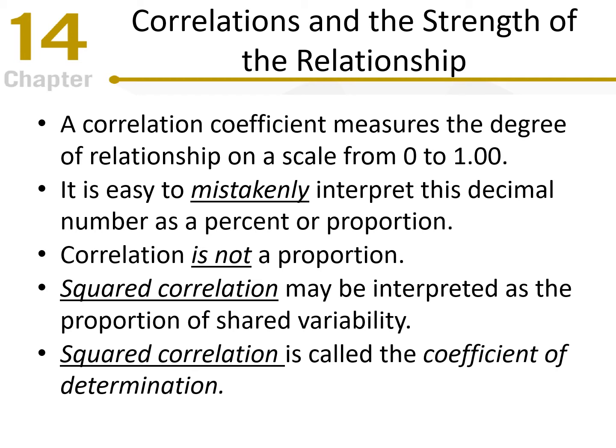As mentioned, the correlation measures the degree of relationship on a scale from 0 to 1. This is not a percent or proportion, so you can't really interpret the correlation coefficient in terms of percentages, but you can square that correlation coefficient and then interpret that in terms of percentages. So when I square my R, my correlation coefficient, I get R squared, and R squared is the coefficient of determination. And that R squared value, you can interpret as a percentage. It's a percentage of common variance that these two variables share.